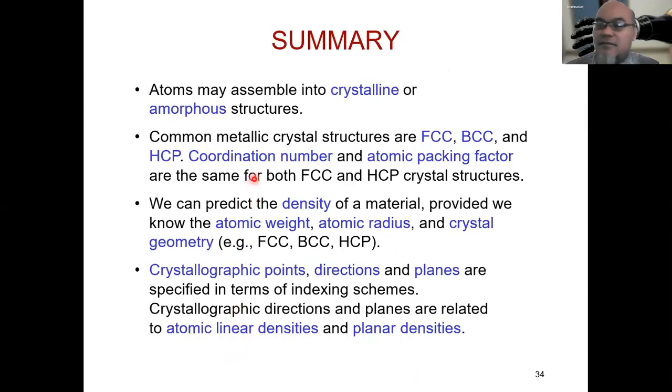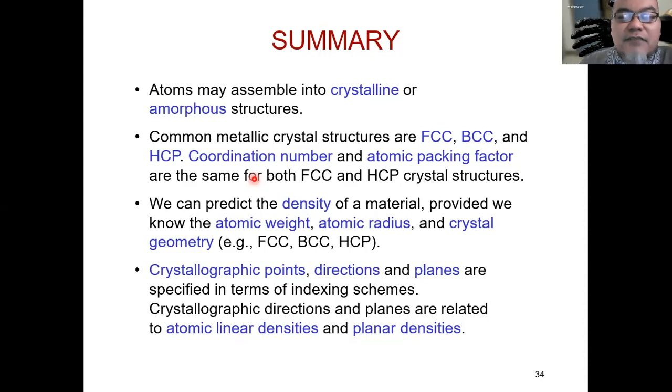So, a summary of crystalline solids. Atoms may assemble into crystalline or amorphous structures. The common metallic structures are FCC, face centered cubic, BCC, body centered cubic, and HCP, hexagonal close packed. Coordination number and atomic packing factor, APF, are the same for both FCC and HCP crystal structures. Only the number of atoms per unit cell is different.